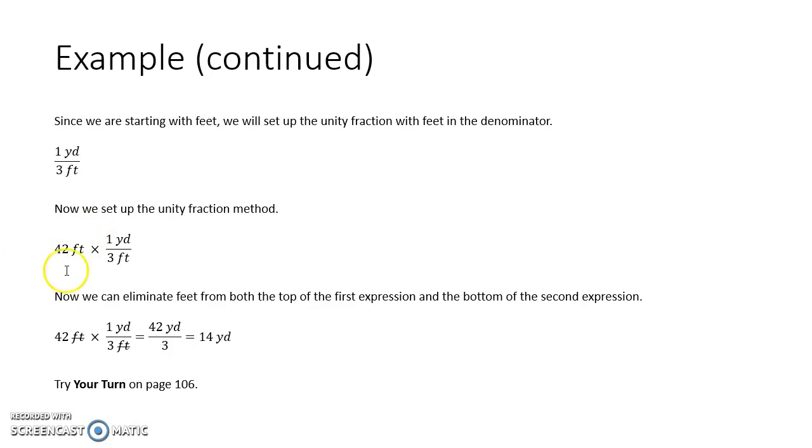So 42 feet times, and we're always going to multiply these together, times 1 yard over 3 feet. Now notice that the feet will cancel out. It'll just leave us the yard, which is what we want. That's what we're trying to find out. So we want to cancel out everything except for what we're trying to find out, our unknown quantity. So those feet cancel out, so we're going to get 42 times 1 yard, which is 42 yards, divided by 3, and that's just equal to 14 yards. So there's some problems on page 106 if you want to try those to make sure you can get some other ones.